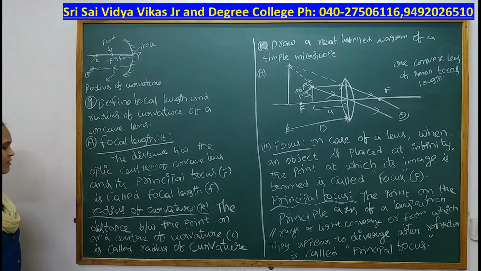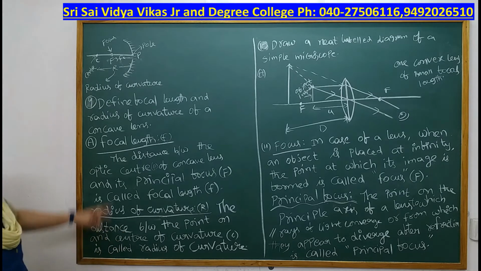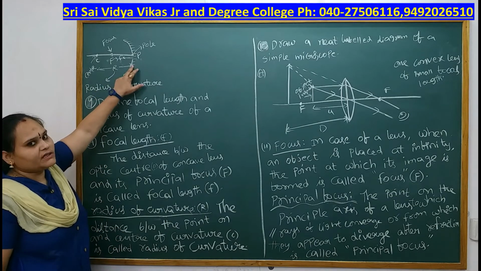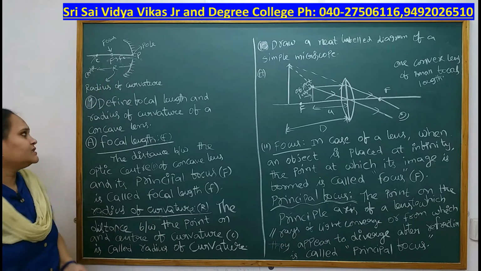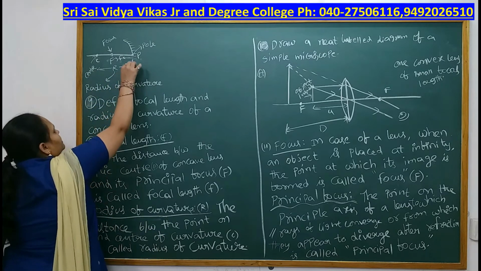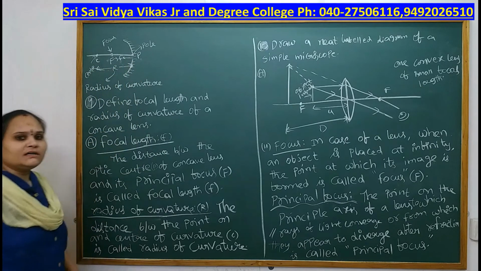Next, radius of curvature. The distance between the point and the center of curvature gives the radius of curvature. The distance between the point on the lens and the center of curvature gives the radius of curvature.